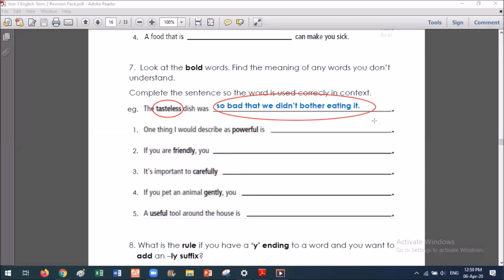So I want you to read the sentence and try and finish the sentence. Hamam, would you like to try? What would you describe as powerful? Superhero, maybe? A superhero. Excellent. Very, very good, Hamam. That is perfect.